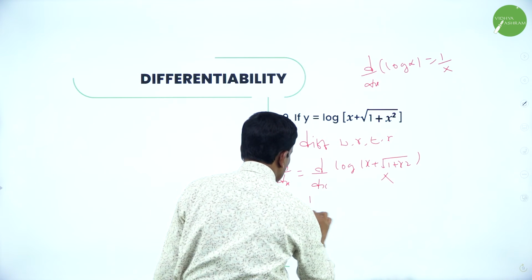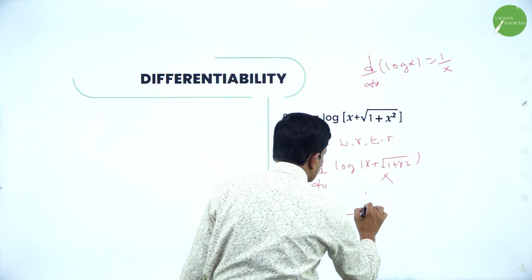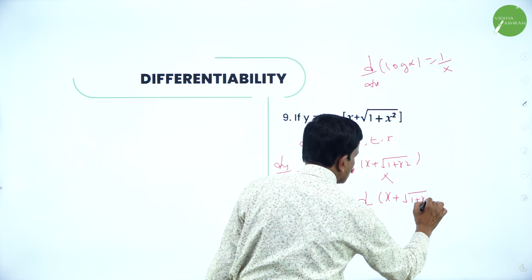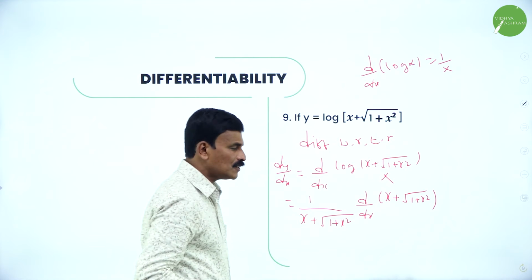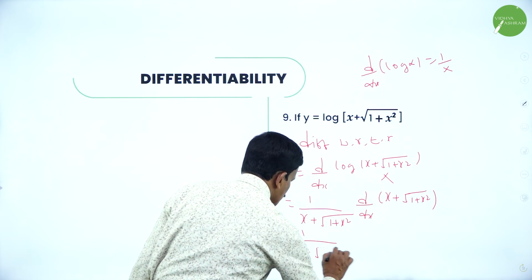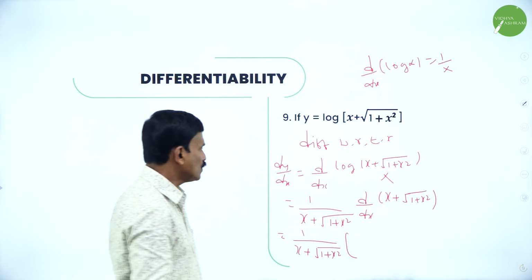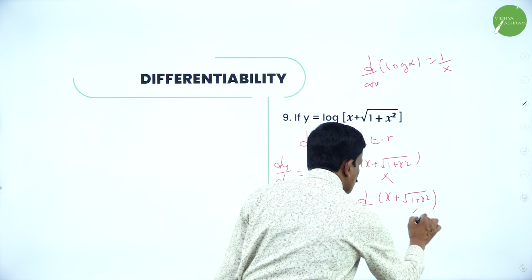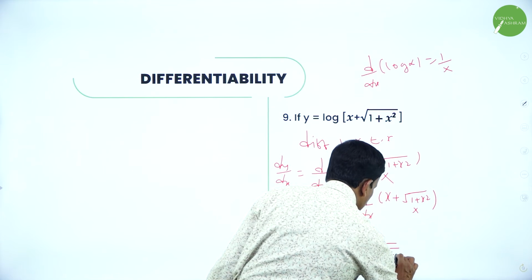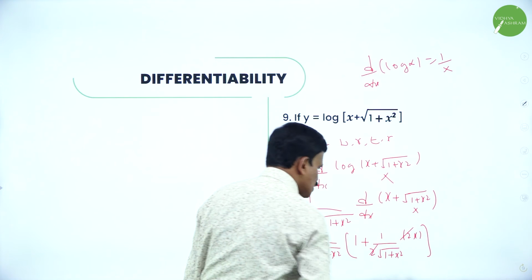So, this is 1 by x plus root of 1 plus x square into d by dx of the inside function x plus root of 1 plus x square. Now, this can be written as, keep this as it is, 1 by x plus root of 1 plus x square into, differentiate this. Differentiation of x is 1 plus, again, root x. Differentiation of root x is 1 over 2 root x, so 1 over 2 root 1 plus x square into d by dx of x square, which is 2x. So, 2 and 2 get cancelled.